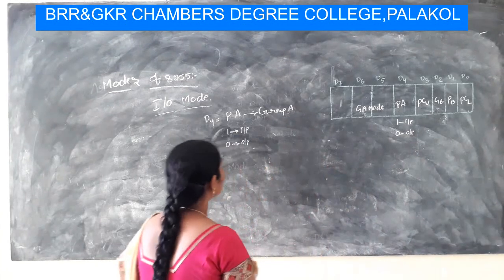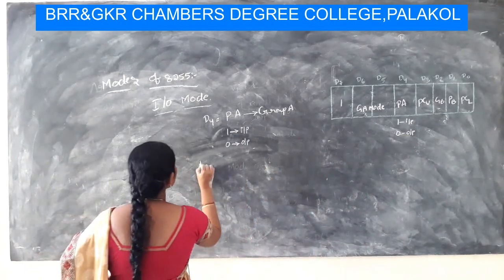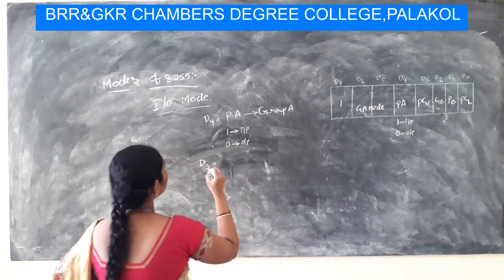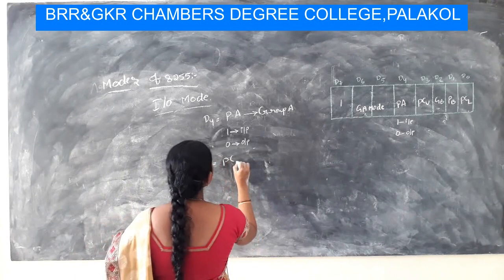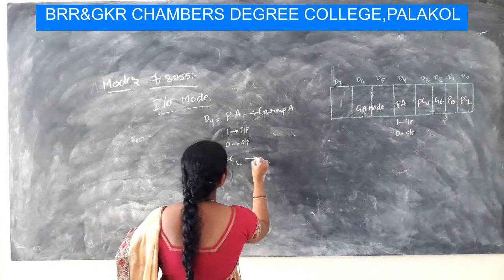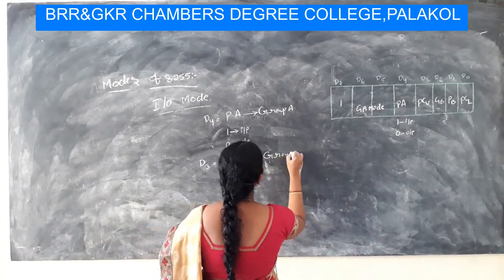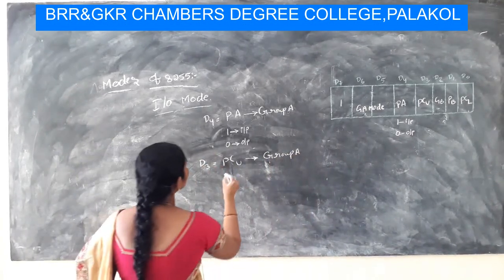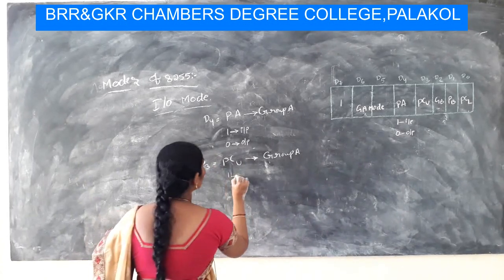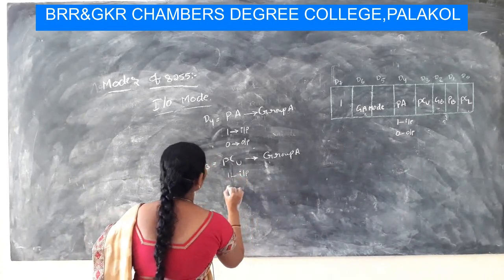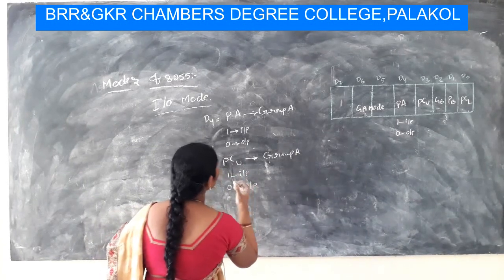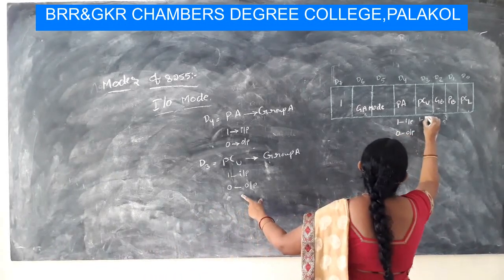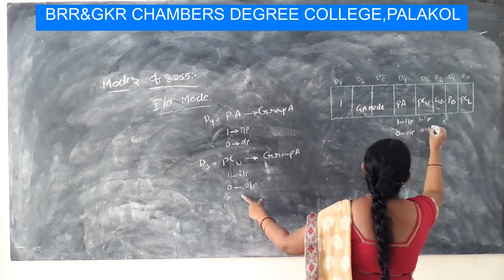Next coming to D3. Here D3 is equal to PC upper. This also belongs to group A. So when PC upper is equal to 1, it will perform the input operation, and when it is 0, it will perform the output operation. So that is 1 for input and 0 for output.